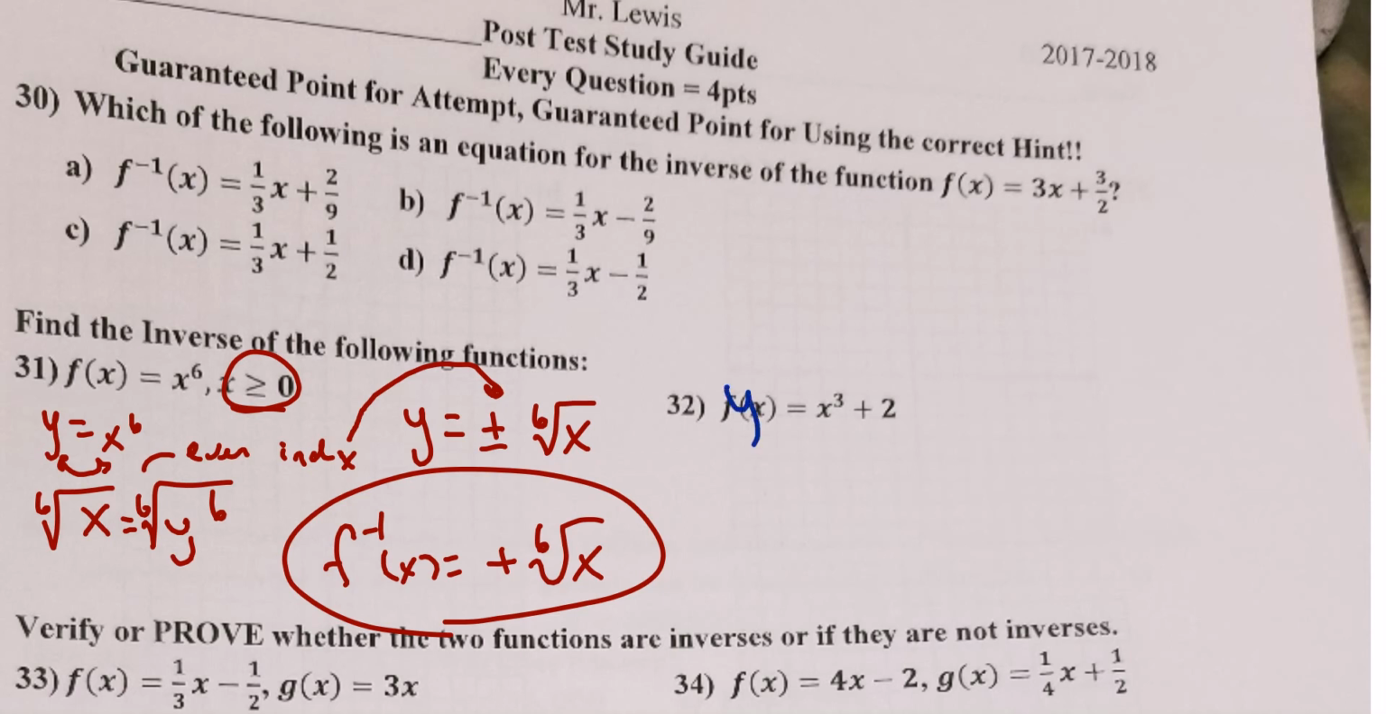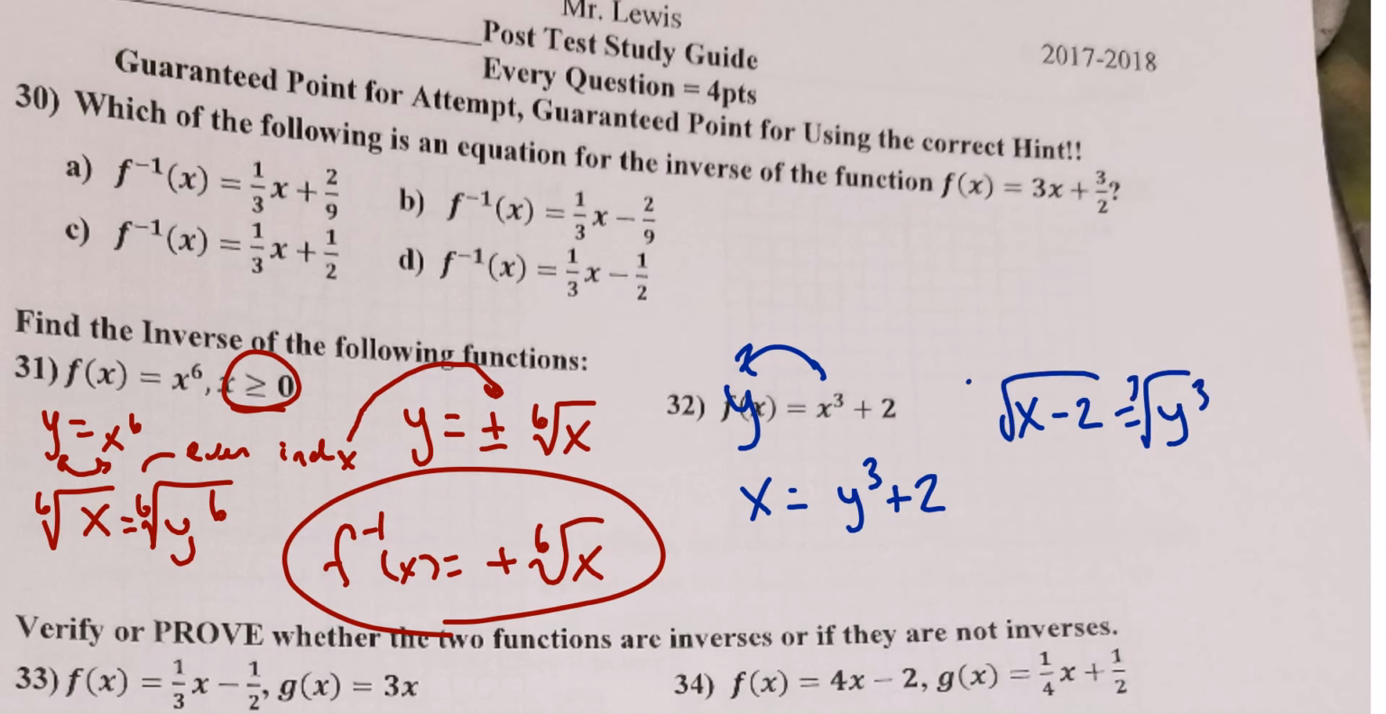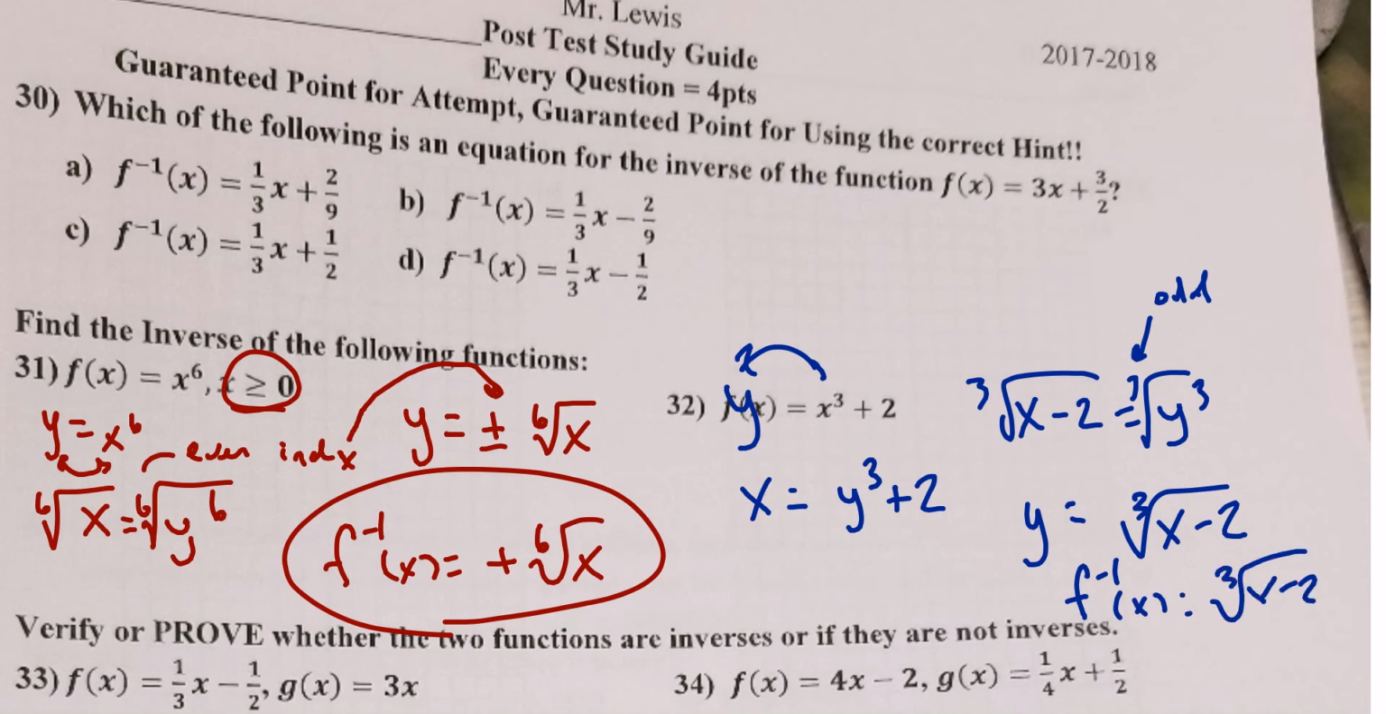32, I'm doing the same thing. I put a y instead of f of x. I switch the x and the y, so I get x equals y cubed plus 2. I subtract 2 from both sides, so I get x minus 2 equals y cubed. Now I got to take the cube root of both sides. Plus or minus does not show up because that's odd. So I get y equals the cube root of x minus 2. And then the last thing you do is you put f inverse of x equals the cube root of x minus 2. And that's it.